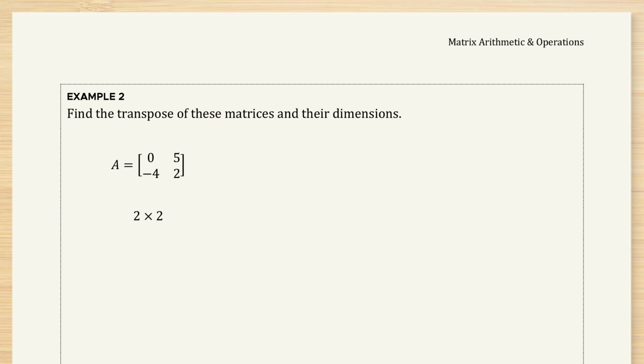We're given matrix A and we have to find the transpose. Matrix A is square, so the entries along the main diagonal, the 0 and 2, stay as is, but then the 5 and the negative 4 flip across that main diagonal. Since A is a square matrix, the dimensions don't change between the original matrix and the transpose. The original matrix is 2 by 2, the transpose is also 2 by 2.